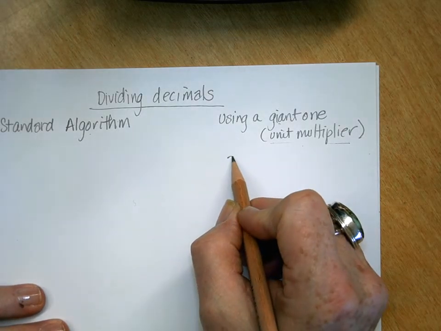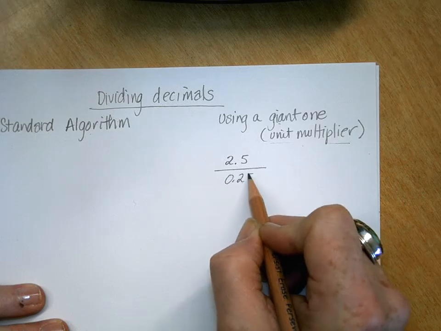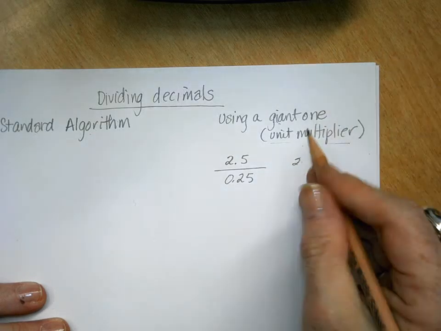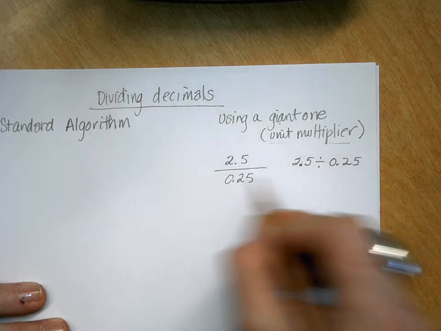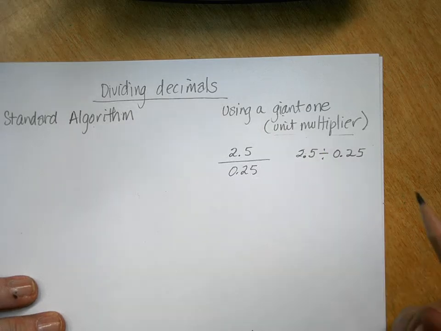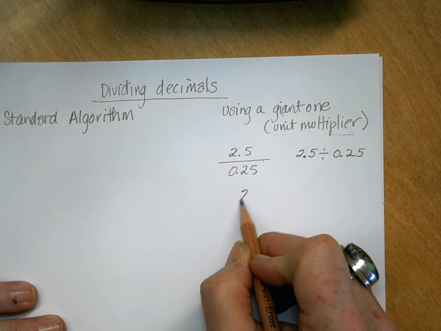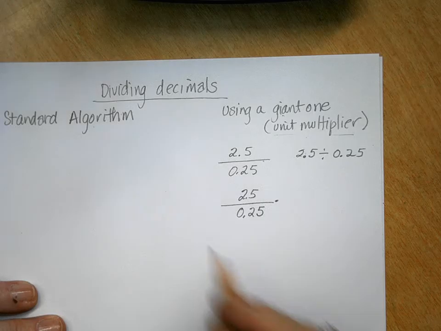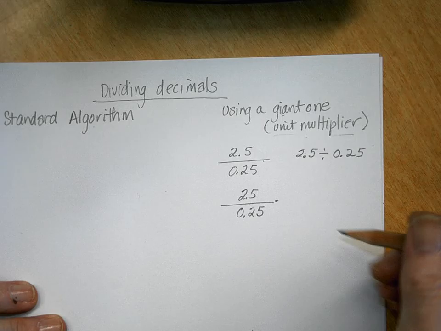So for example, I might have a problem 2.5 divided by 0.25. I could also write that 2.5 divided by 0.25. Both of these are equivalent expressions, but because I want to use a unit multiplier to make it a simpler problem, I'm setting it up as a fraction, in fraction form. Let me write that again. 2.5 divided by 0.25. To make this an easier problem, I want to remove all the decimal points and just have whole numbers.